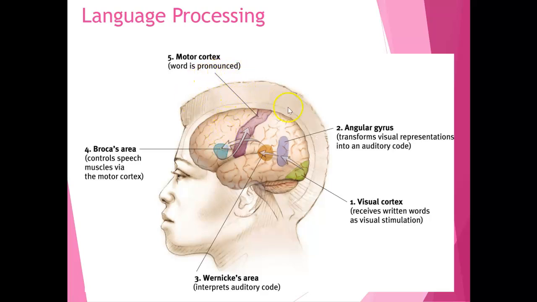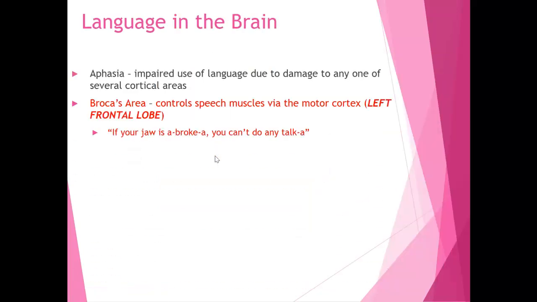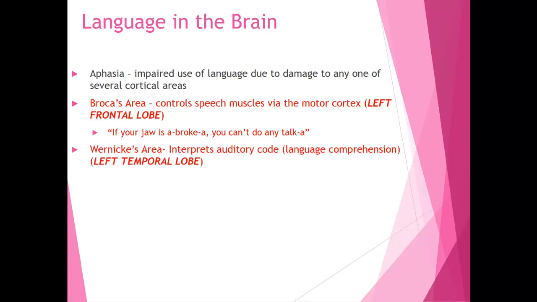That's in the frontal lobe. Visual cortex to see and also kind of like hear language. Again, all of this is on the left side of the brain. Language, so aphasia is when language does not work. So Broca's aphasia, you wouldn't be able to talk. Wernicke's aphasia, you wouldn't be able to understand language.